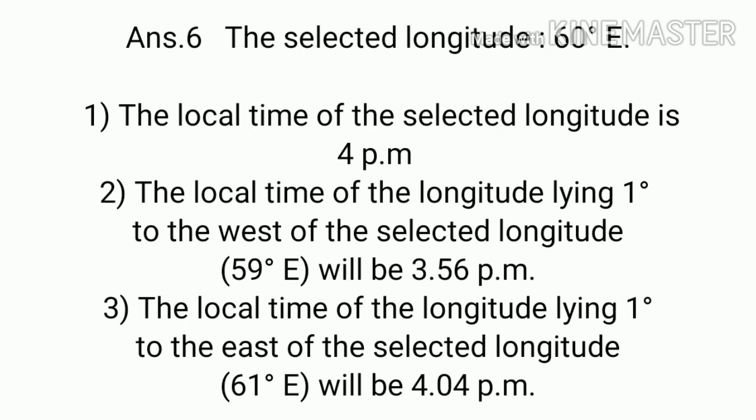First, the local time of the selected longitude is 4 p.m. Second, the local time of the longitude lying 1 degree to the west of the selected longitude will be 59 degrees east and the time will be 3 hours 56 minutes. Whereas the local time of the longitude lying 1 degree to the east of the selected longitude will be 61 degrees east and the time will be 4 hours 4 minutes.